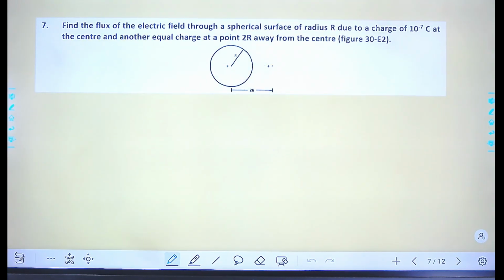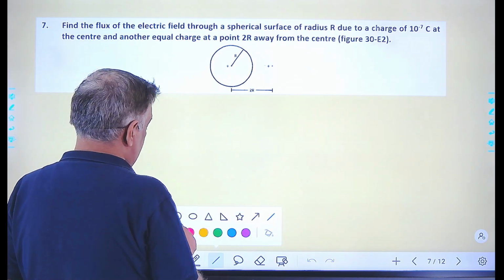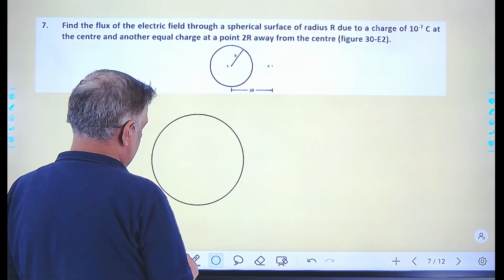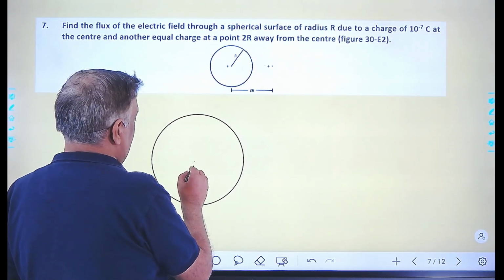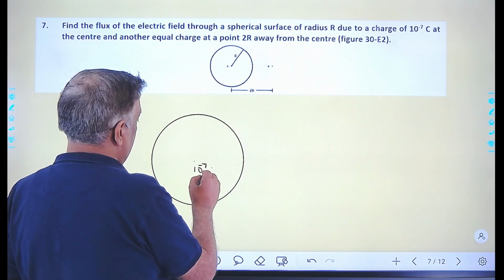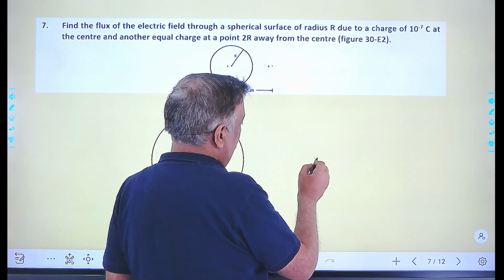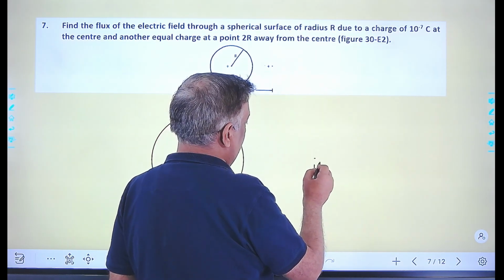Next is find electric field flux of electric field through a spherical surface of radius r due to charge 10 raised to the minus 7 at a center and another equal charge 2r away from the center. So एक charge center पे and another charge is at a distance of 2r away from the center. एक charge given है. We have a closed surface. एक charge तो यहाँ पर है, और एक charge इधर पड़ा है बाहर at a distance of 2r.